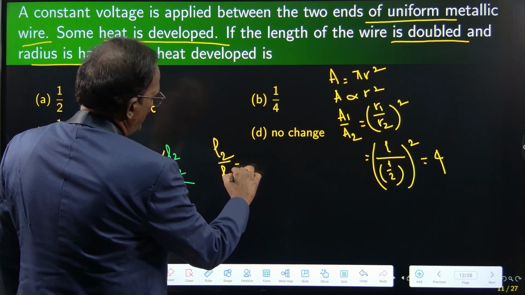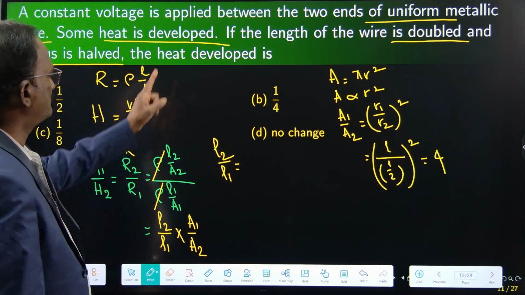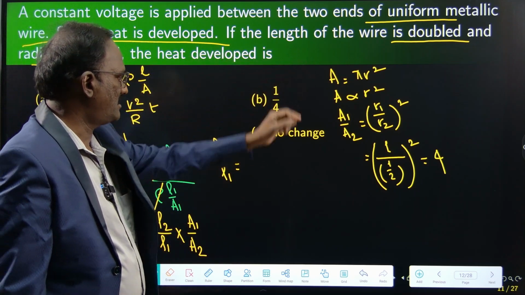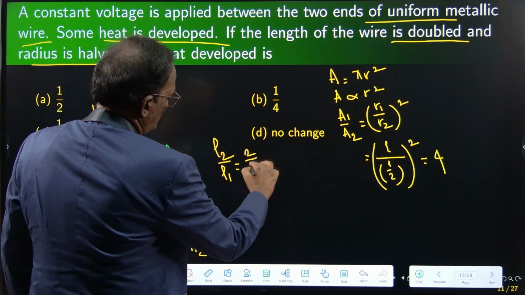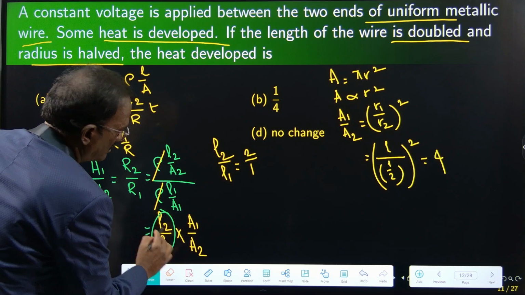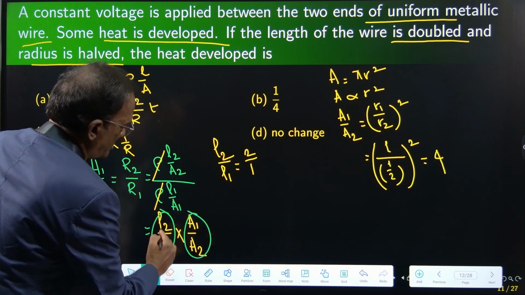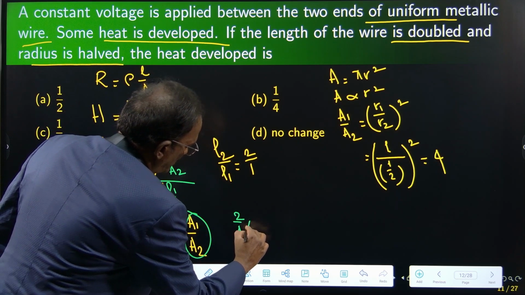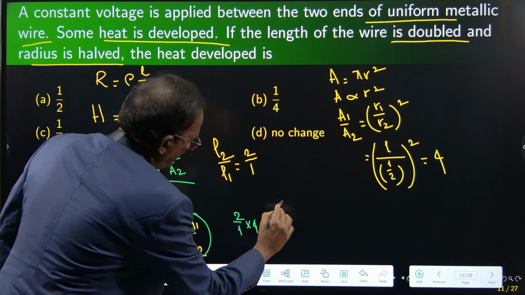This ratio L2 by L1, the length is doubled. The length of the wire is doubled here. So this is 2 by 1. So let us put 2 by 1 here and 4 here. 2 by 1 into 4 is equal to 8.